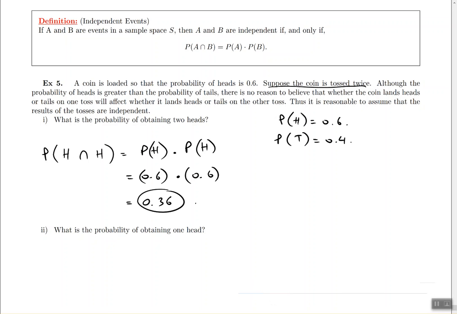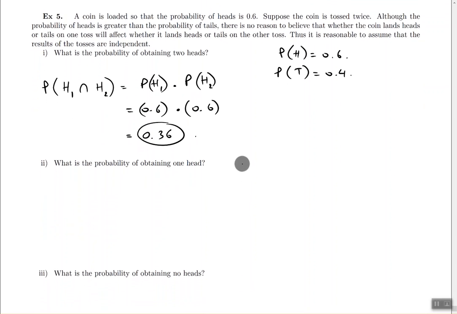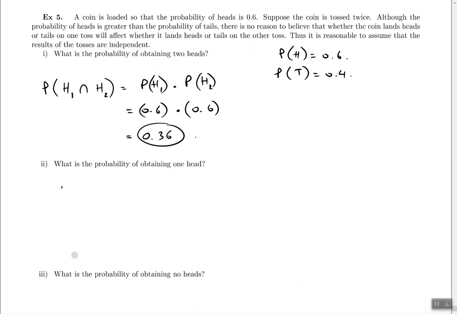That's it. So to make it less confusing, I'm going to write H1 for landing heads on the first toss and H2 for landing heads on the second toss. So 2 means the second toss and 1 means the first toss. So H1, H2, that way it's a little bit clearer. So now the question is, what's the probability of obtaining 1 head?